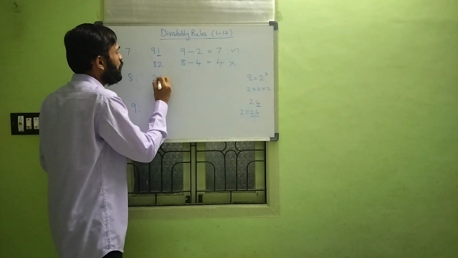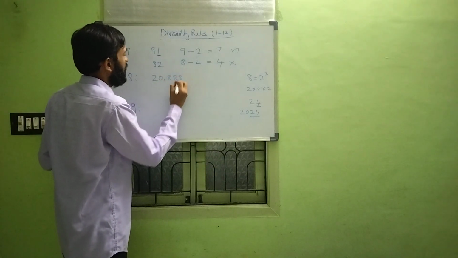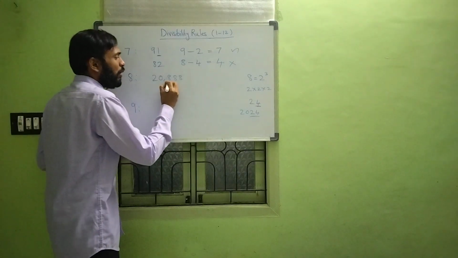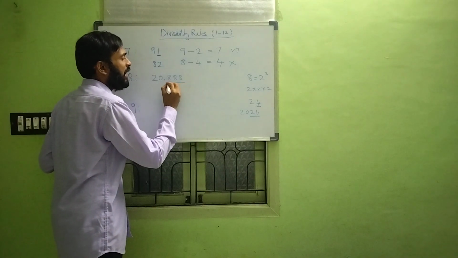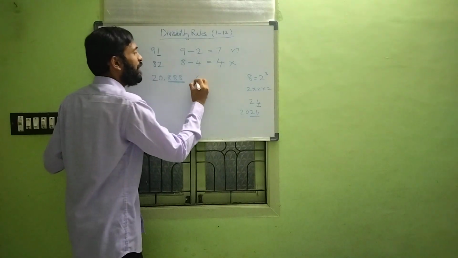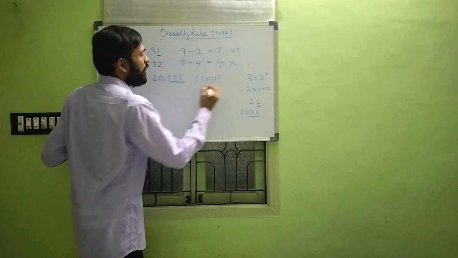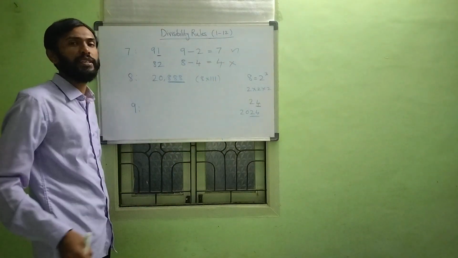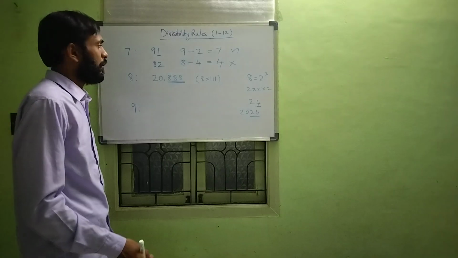For example, 20,888. Now look at the last 3 digits, 888. It is clearly divisible by 8. Therefore, the entire number is divisible by 8.